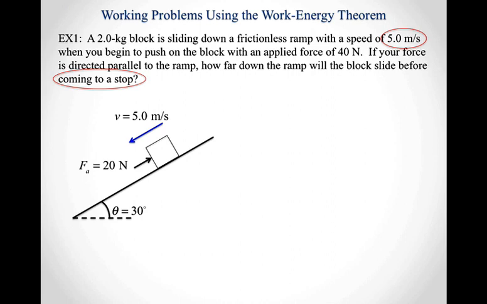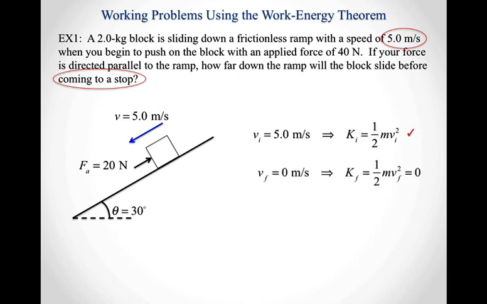Well, when I look at this problem, what I notice is I'm given two speeds. The initial speed the block is sliding down the ramp is 5 meters per second. And in bringing it to a stop, I'm given the final speed. It's just given to me in words, but of course I recognize that coming to a stop means the final speed is 0. So I know the initial speed, therefore I know the initial kinetic energy. I know the final speed, therefore I know the final kinetic energy, and in this case I don't even have to calculate its value, I just know that it's 0.